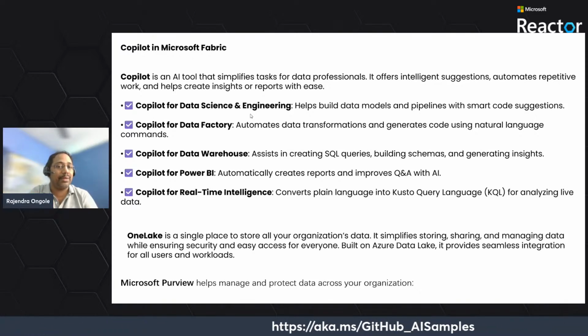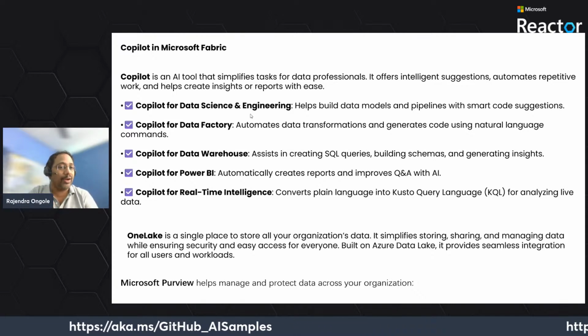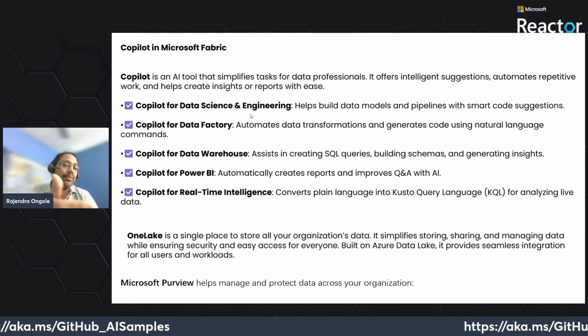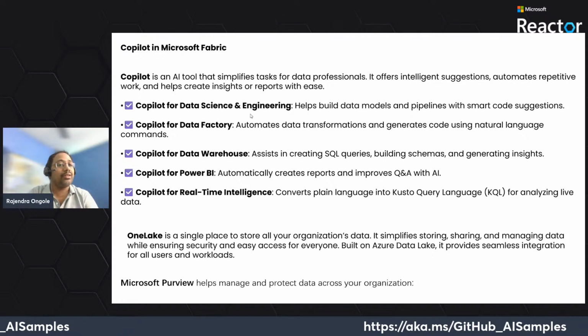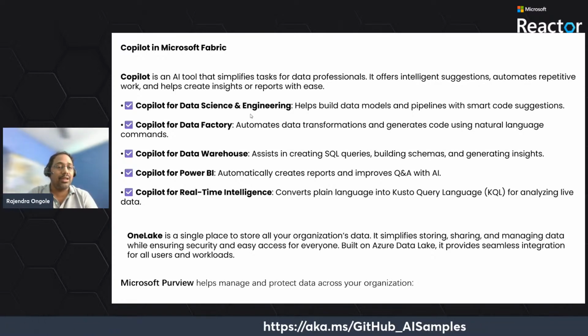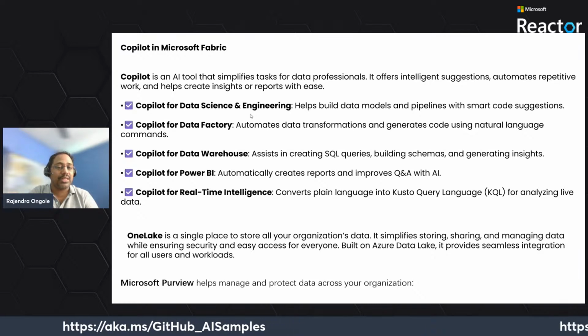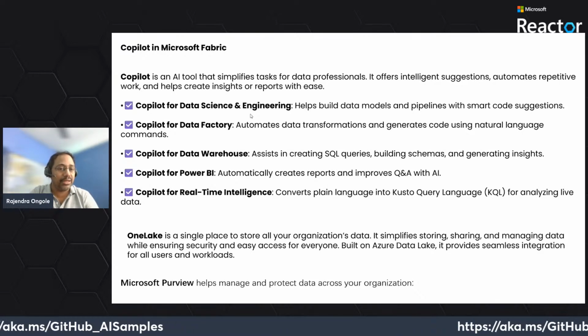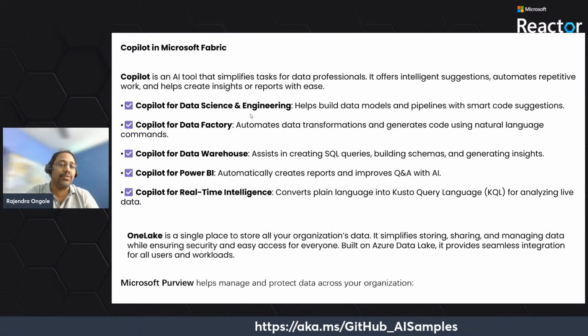If you're building a pipeline or doing data modeling, we will get smart code related to it. We have to make some adjustments accordingly and make use of that code in our day-to-day activities. And coming to Data Factory, whenever you are trying to do some automation, we can pass some simple English language questions, and the output will be generated in our responses.